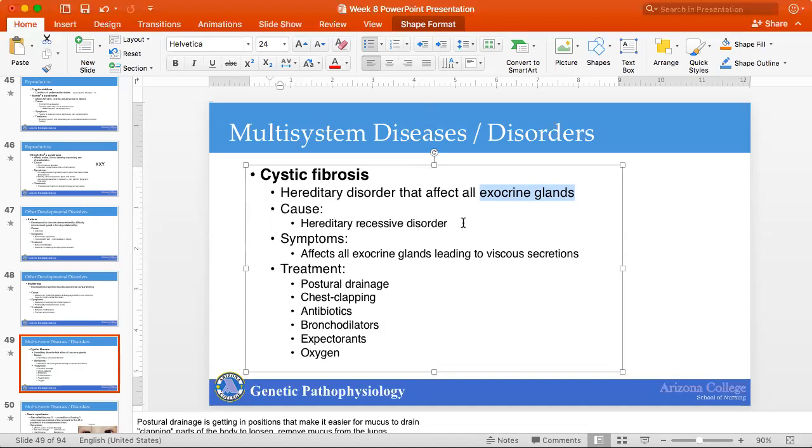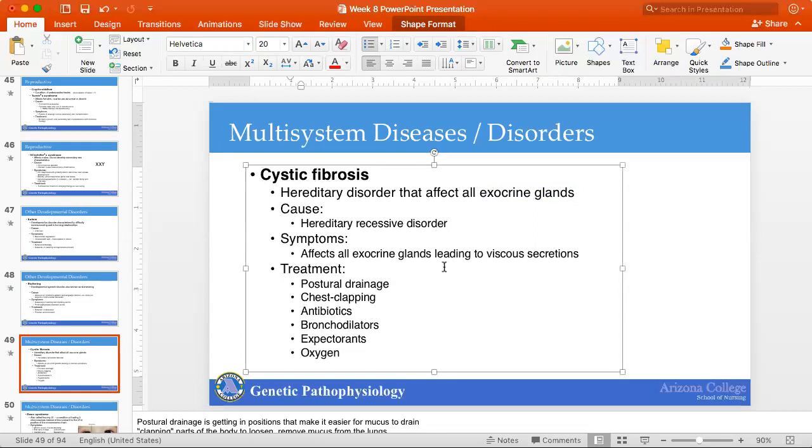Cause, hereditary recessive disorder. Symptoms, affects all exocrine glands leading to viscous secretions. So what you'll typically see with this disorder is excessive mucus buildup inside the digestive tract, and what affects them primarily and usually ends in the loss of their life is this excess mucus buildup along their pulmonary tract, leading to their lungs.